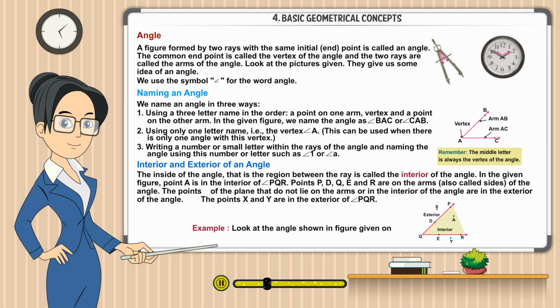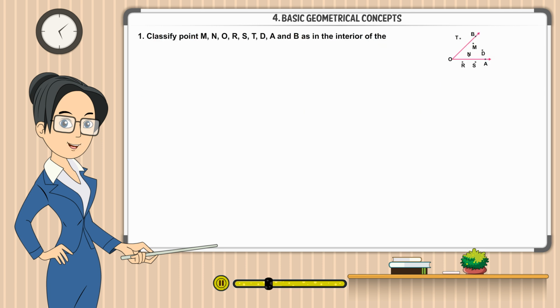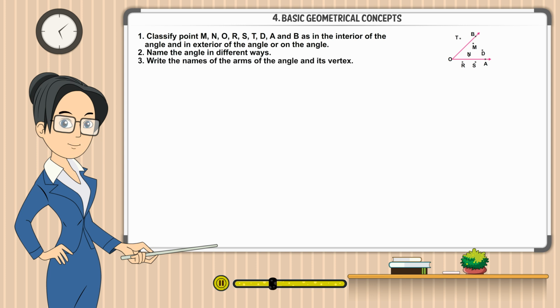Example. Look at the angle shown in the figure given on the right and answer the following questions. Classify points M, N, O, R, S, T, D, A and B as in the interior of the angle, in the exterior of the angle, or on the angle. Name the angle in different ways. Write the names of the arms of the angle and its vertex.